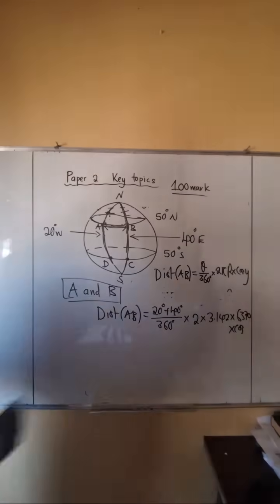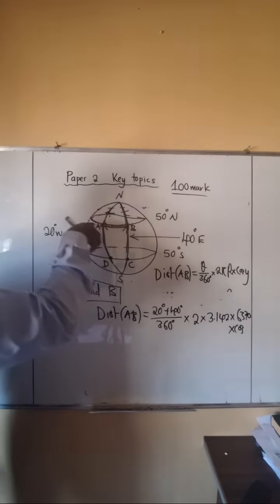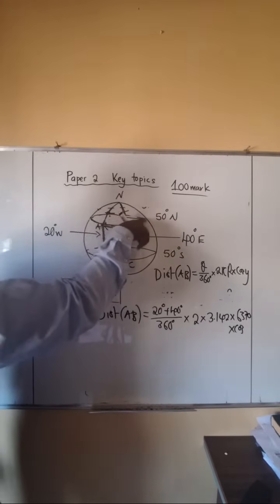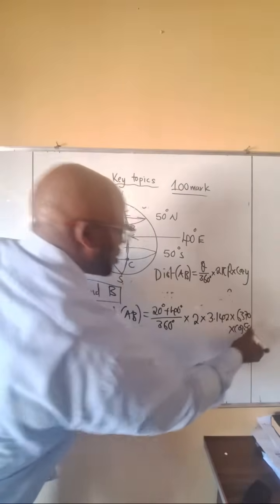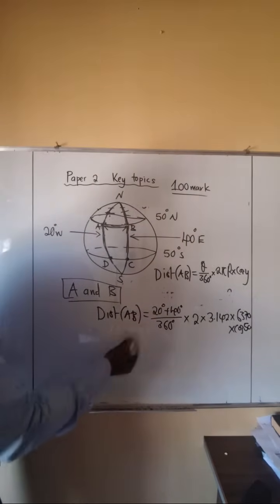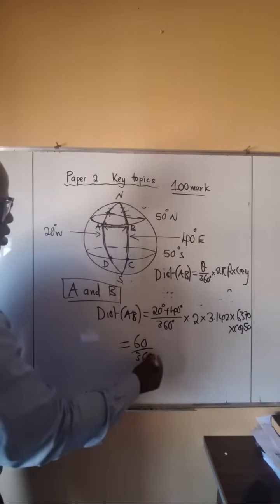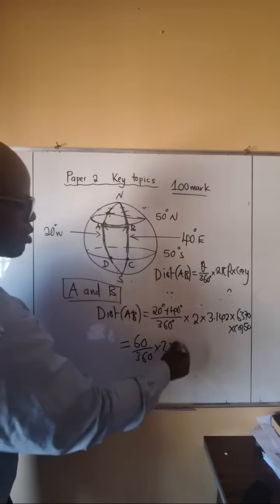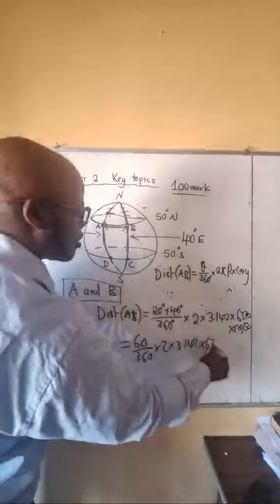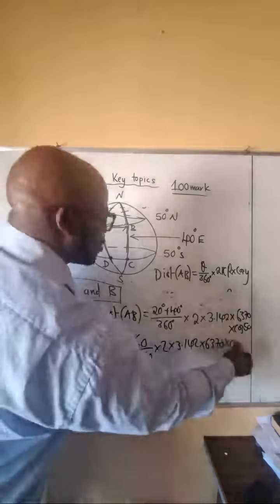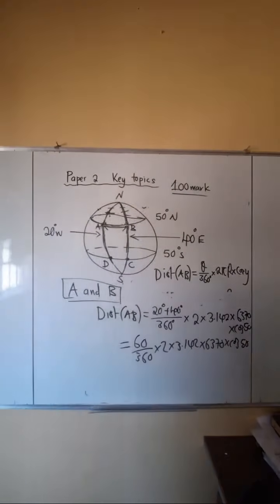For cos y, where is the y coming from? It's the name of the latitude where the distance is happening. What is the name of this latitude? It's 50 degrees, so our y is 50 degrees. Then you simplify. Here we're getting 60 over 360 times 2 times 3.142 times 6370 times cos 50 degrees. Let me get my calculator.